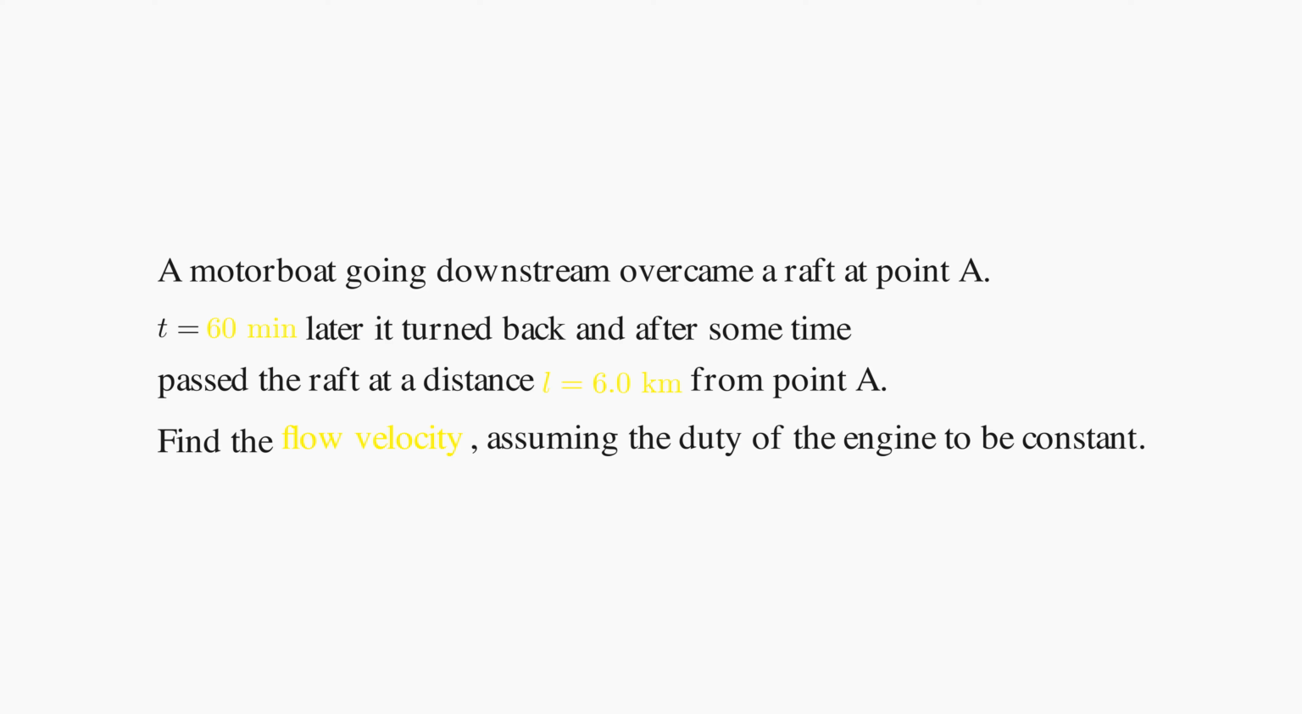A motorboat going downstream overcame a raft at point A. 60 minutes later it turned back and after some time passed the raft at a distance of 6 kilometers from point A. Find the flow velocity, assuming the duty of the engine to be constant.